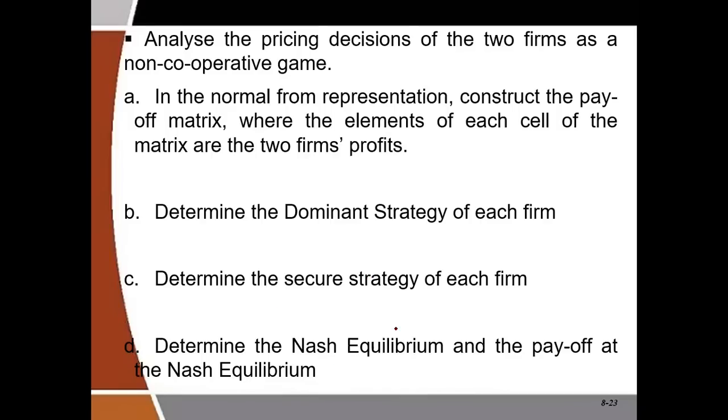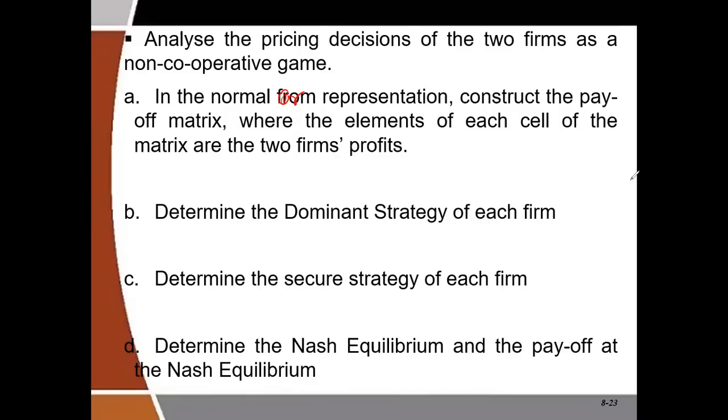Now, in a normal form representation, A, construct the payoff matrix where the elements of each cell of the matrices are the two firms' profit. B, determine the dominant strategy of each firm. C, determine the secure strategy of each firm. D, determine the Nash equilibrium, and then the payoff at the Nash equilibrium, right? So you're going to solve this question.